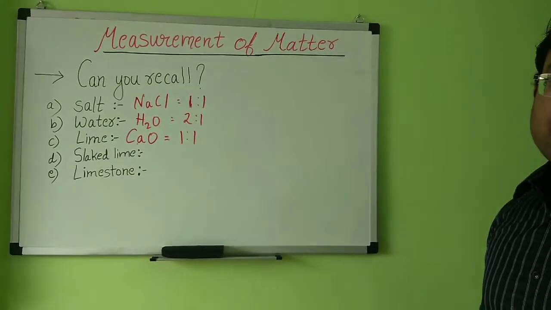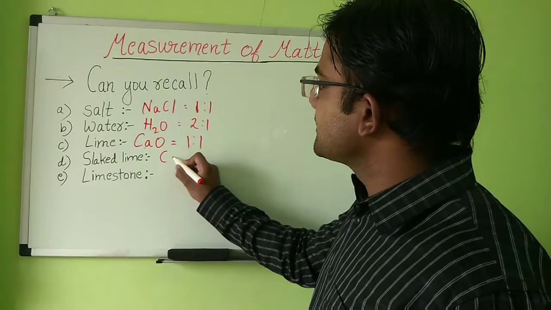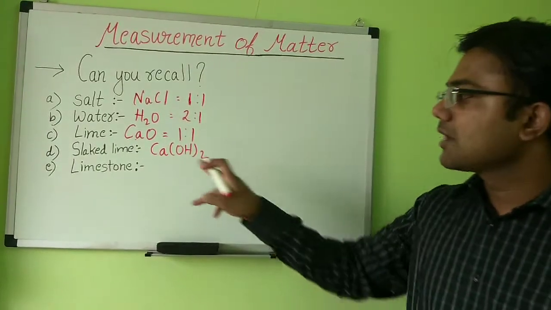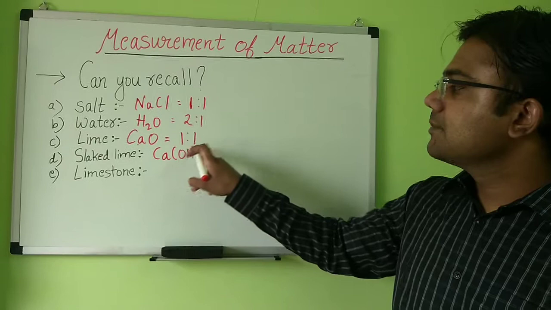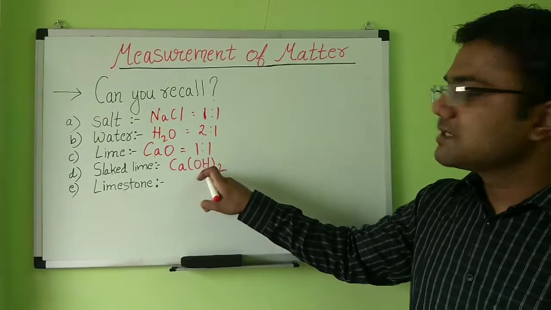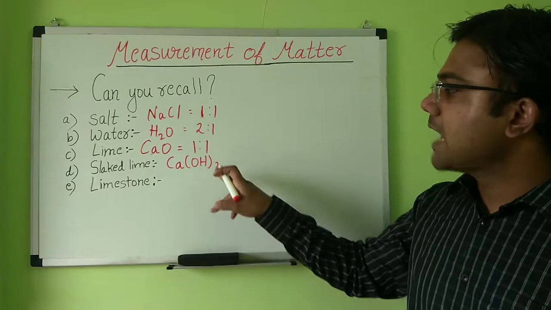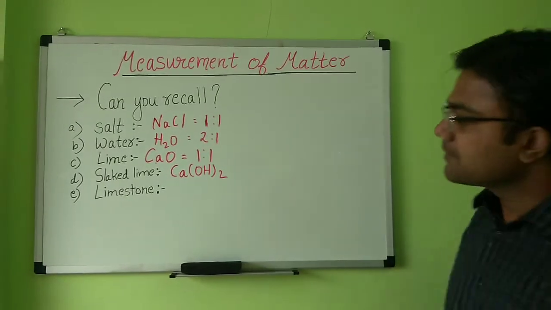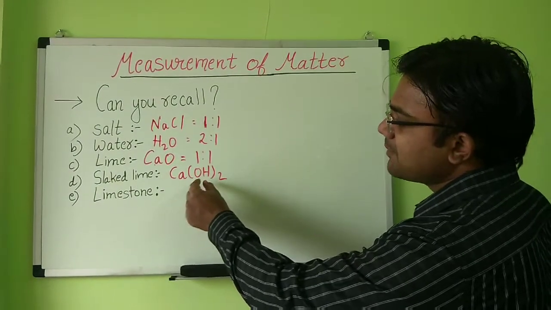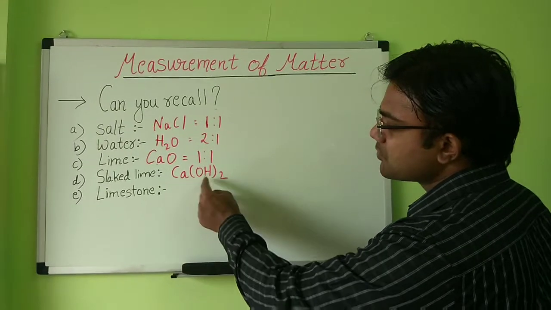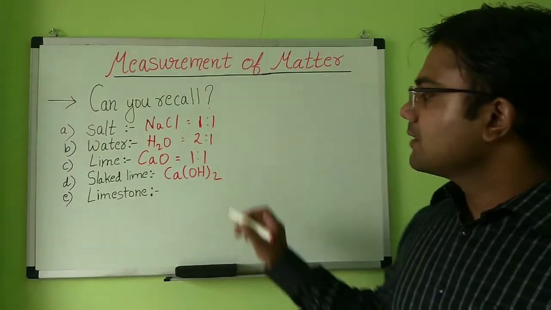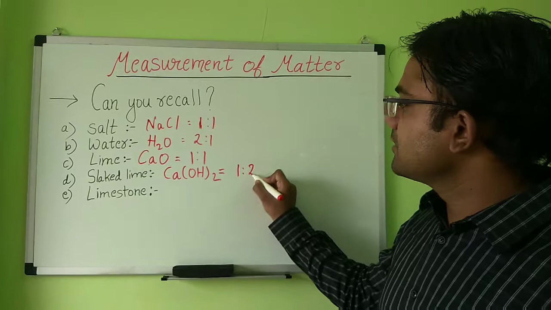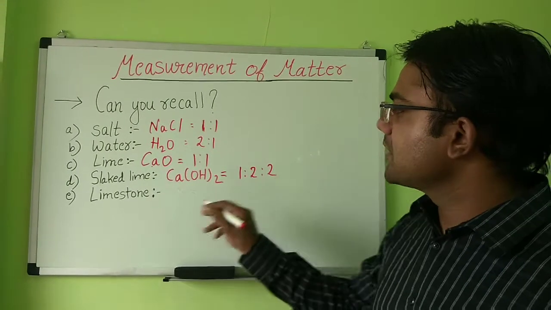Now slaked lime. Slaked lime is nothing but calcium hydroxide, Ca(OH)2. Here you can see three atoms are involved, calcium, oxygen and hydrogen. And you can see the brackets is given in the OH. OH is known as hydroxide. Why is it hydroxide? Because hydro means hydrogen, oxide means oxygen. These are joined, that's why hydroxide. Here both O and H are written in the bracket. It means that there are two atoms of hydrogen and two atoms of oxygen. So if you see the ratio, 1 calcium, 2 oxygen and 2 hydrogen. This is the simplest ratio of slaked lime.